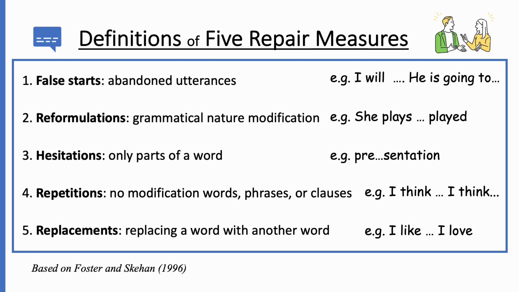These are the 5 repair measures and simple definitions with examples based on Foster and Skehan. False starts means abandoned utterances: the speaker changes the topic abruptly. Reformulations are grammatical modifications. In this example, the speaker amends the tense. Hesitations: only part of a word.